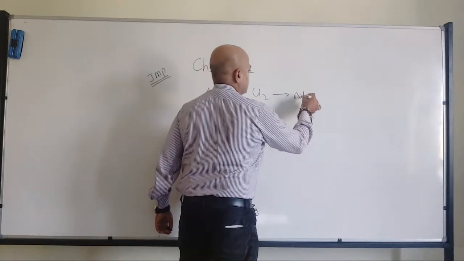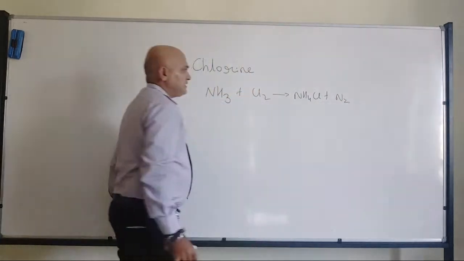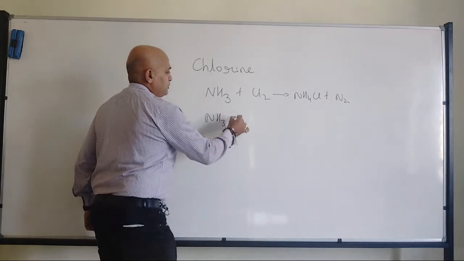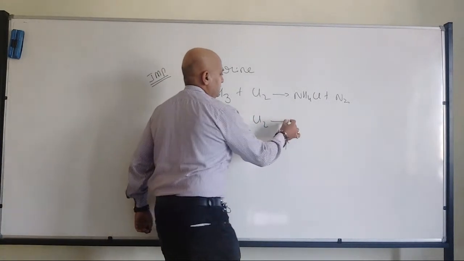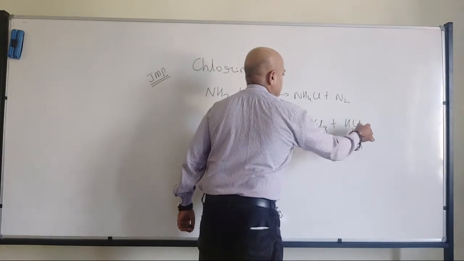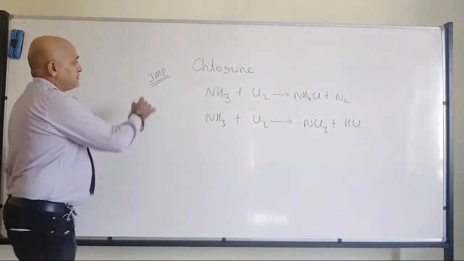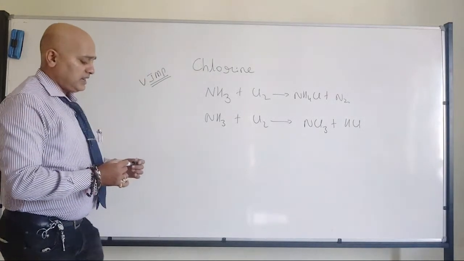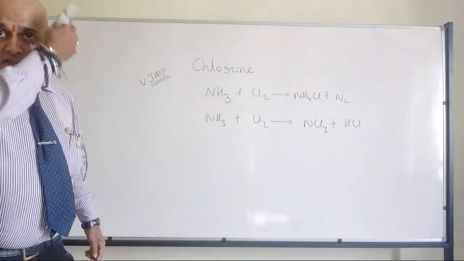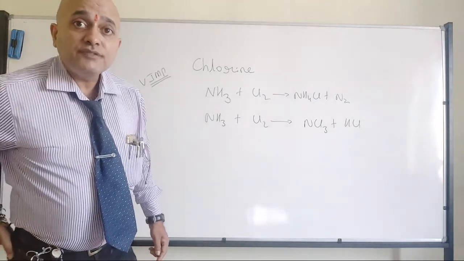In one case, it will be ammonium chloride and nitrogen. Same way, ammonia with chlorine will form NCl3 plus HCl. So two types of reactions are there with respect to chlorine and ammonia. Naturally, both the reactions should be done under different conditions.